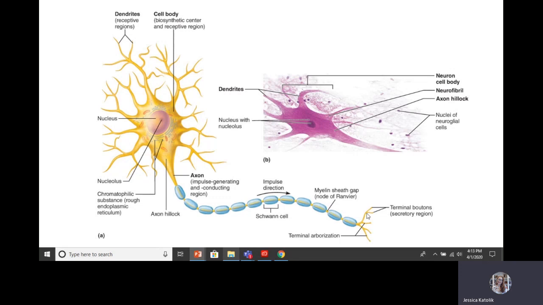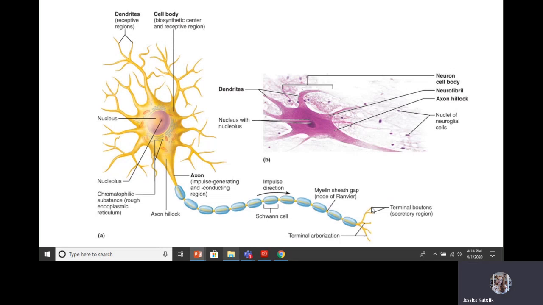At the end of the axons, we're going to have these things called terminal arborizations. Note that the word arbor is in this word. Arbor means tree, so again, it refers to this branching structure that we see. All axons are going to have these terminal arborizations, so all neurons will be branched at the end.